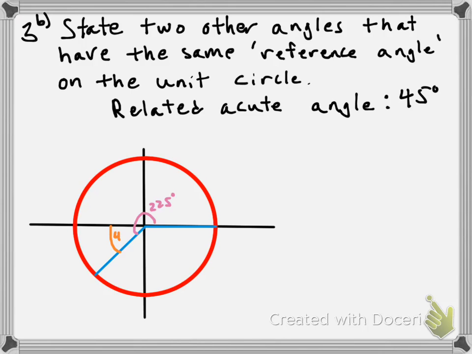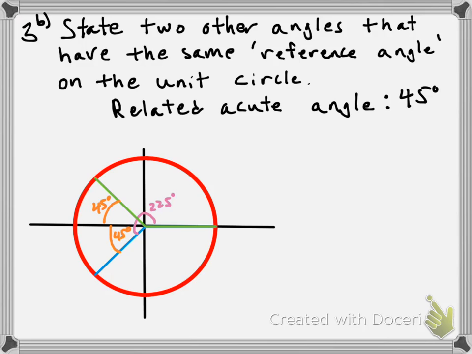Now for the diagram. Okay, so this is the diagram of the situation that we were presented with in 3a. We have our unit circle, we have a 225 degree angle, and of course it's got a 45 degree related acute angle. So where might we have two other angles that have the same related acute angle? Well, here's an example of one, right? The one I've drawn in green here has a related acute angle of 45 degrees as well, except it's not in quadrant 3 like the 225 degree angle.